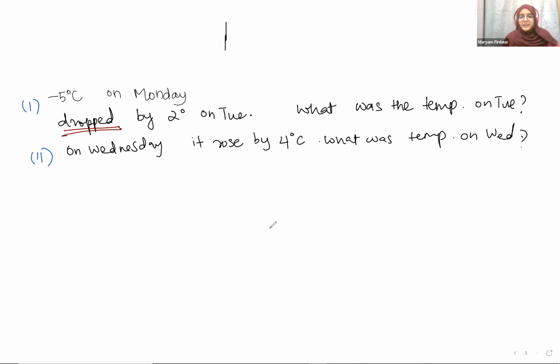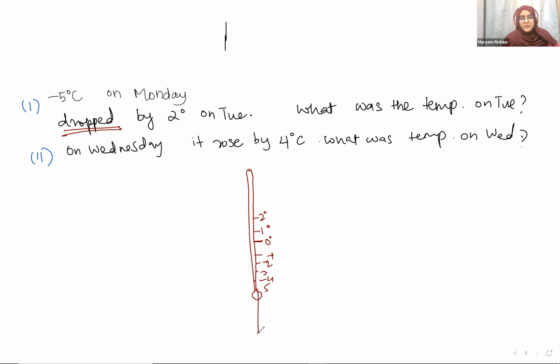So when a temperature drops, Hiba, does it become colder or hotter? Colder, exactly. Let me just show you. This is my thermometer. And let's say over here, this is 0 degrees Celsius. And then it's +1, +2, and so on. And then -1, -2, -3, -4, -5.